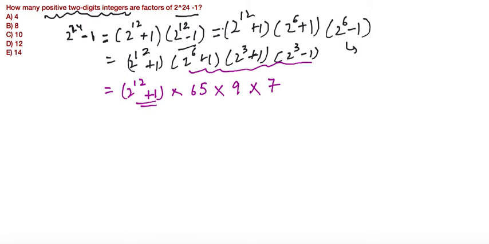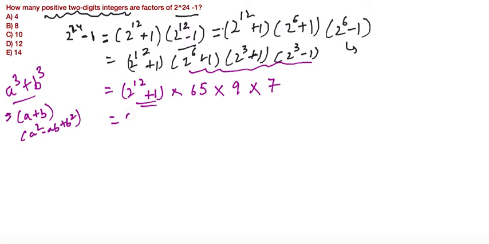If you look at this expression, 12 is a multiple of 3. So can I imagine this expression as a cubed plus b cubed, where a is nothing but 2 to the power 4? So a cubed is 2 to the power 12 and b is equal to 1, right? And I know that a cubed plus b cubed can be factorized as a plus b multiplied by a squared minus ab plus b squared. So using this, I can write this as a plus b, which is 2 to the power 4 plus 1, multiplied by a squared, which is 2 to the power 8, minus ab, which is 2 to the power 4, plus b squared, which is 1.